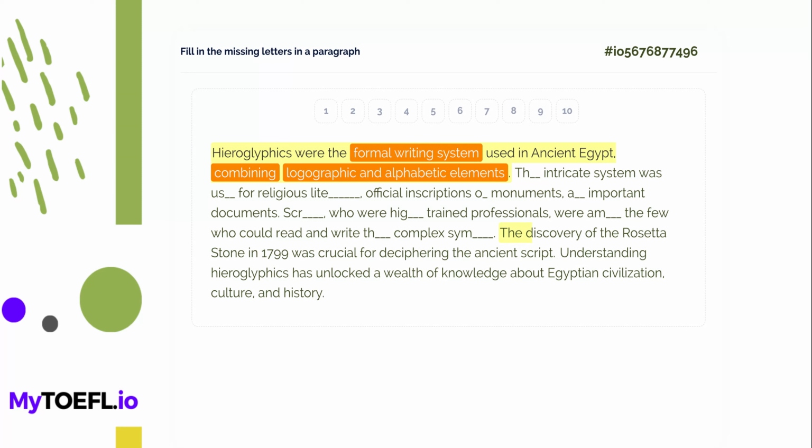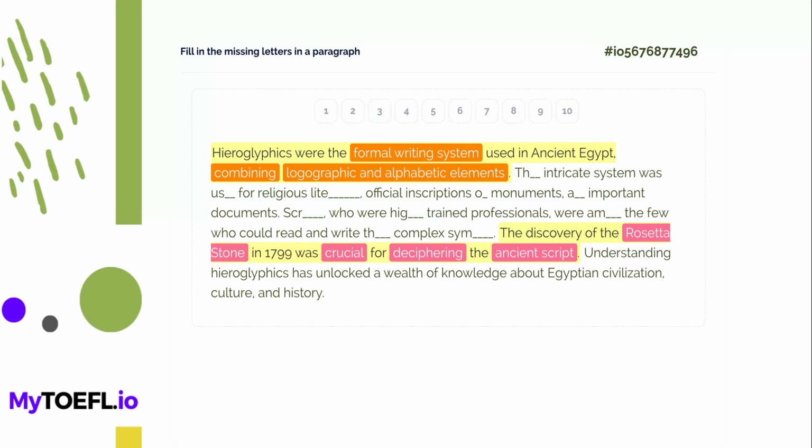The discovery of the Rosetta Stone in 1799 was crucial for deciphering the ancient script. Here, we see a pivotal moment in history. The word crucial means extremely important or necessary. It describes the role of the Rosetta Stone. The text tells us that this stone was essential for deciphering, which means figuring out or decoding, the meaning of the ancient script. This confirms that hieroglyphics were difficult to read until this discovery.